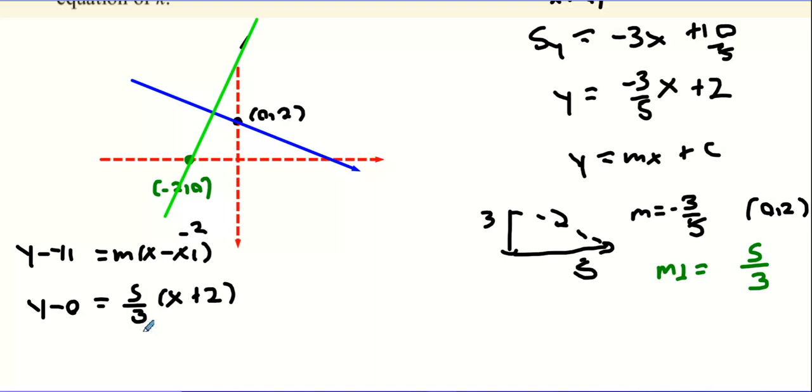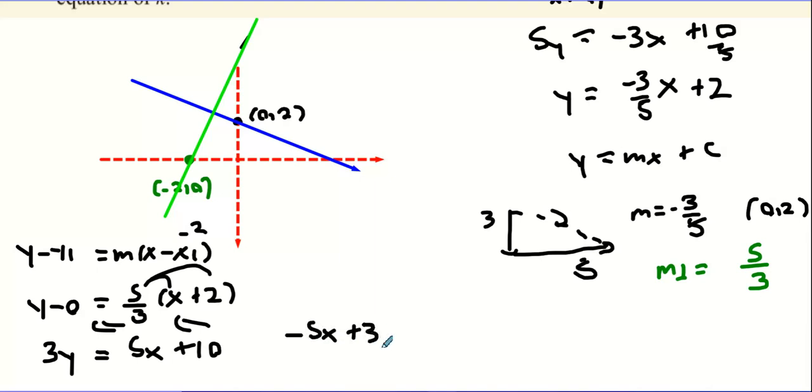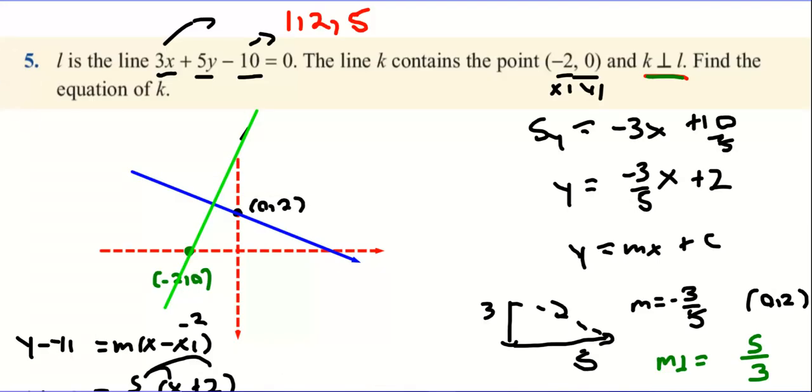Multiply the left by 3, because division of 3 on the right is multiplication of 3 on the left, so it's 3y. Multiply them by 5, and you get 5x plus 10. Move it to the left, and you get minus 5x plus 3y minus 10 equals 0. That's an acceptable answer, or you can multiply both sides by minus 1, and you can get this as an acceptable answer as well. So that's 1, 2, and 5 done.